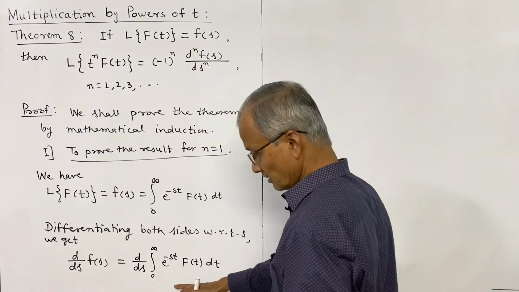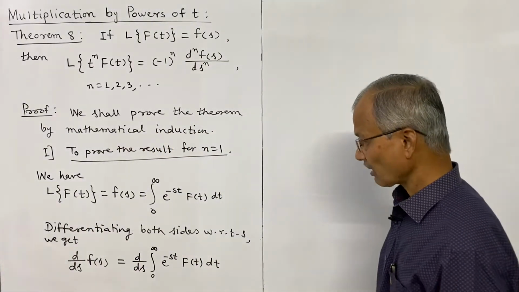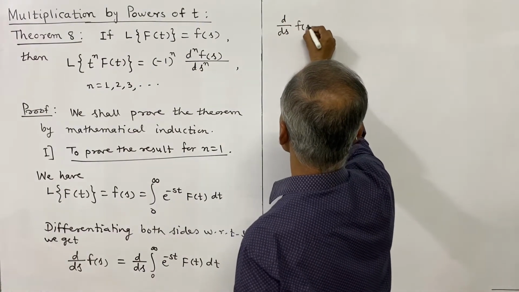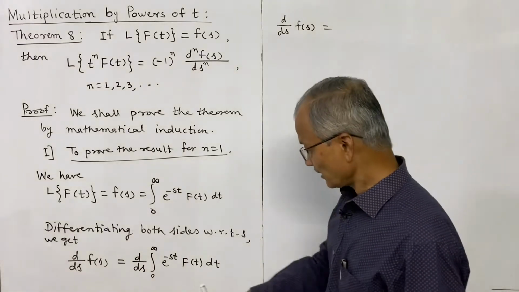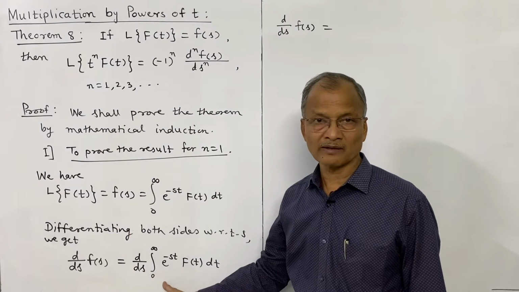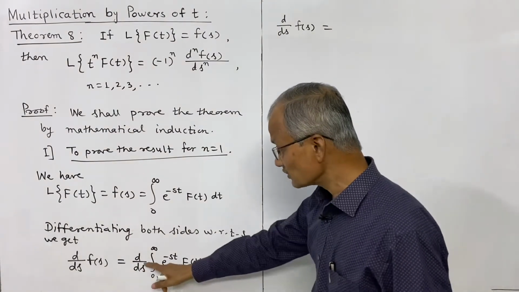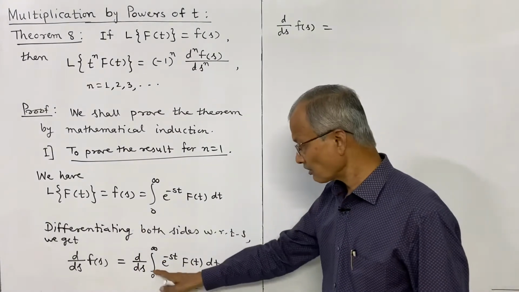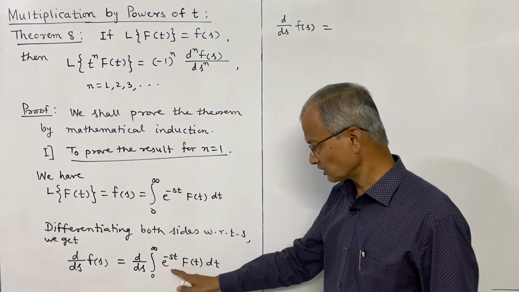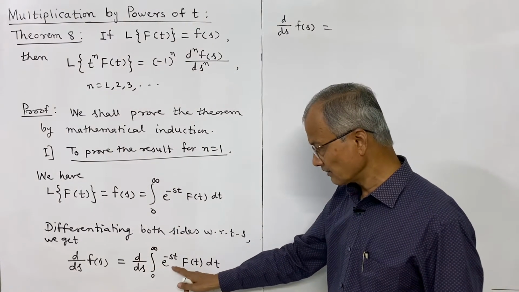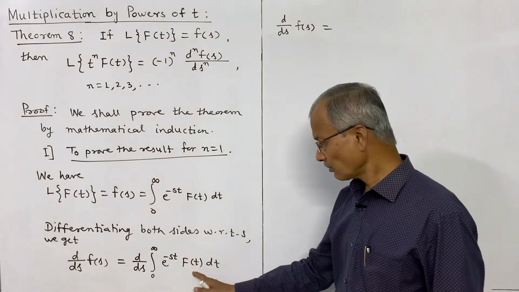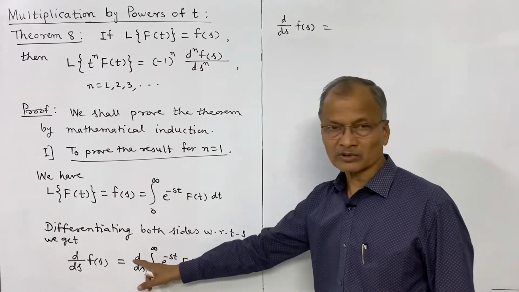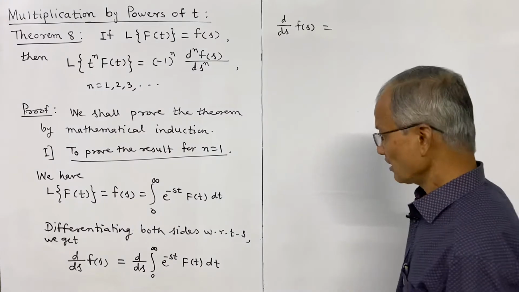Now we simplify the right side, and the left side we keep as it is, d by ds of f of s, the first derivative of f of s with respect to s. Here the derivative is inside the integral, so we differentiate inside the integral, and the derivative becomes partial because it is with respect to s. This is a function of both s and t, and this is entirely a function of t. Therefore there are two variables, and the derivative inside the integral becomes partial. That is to be noted.